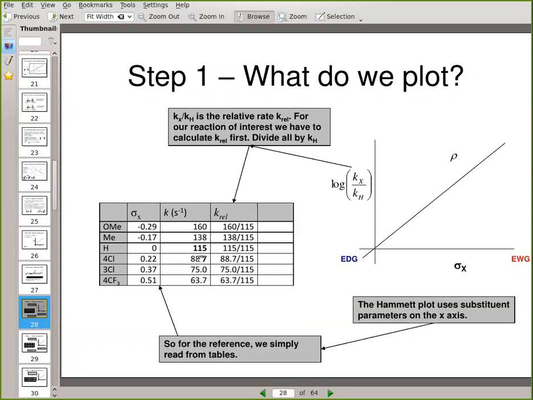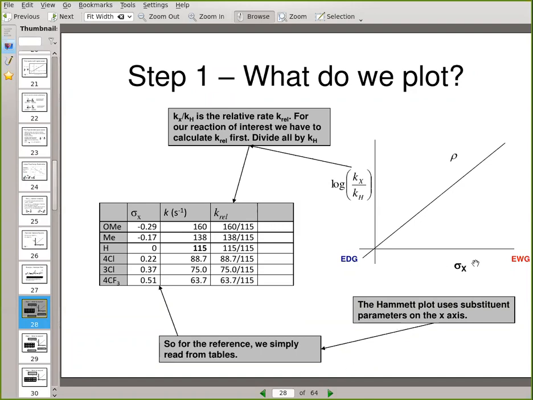If I divide everything by 115, then I've got kx over kh. So kx over kh is krel. So here's kx over kh when x is 4-Cl, kx over kh when x is 3-Cl, and so on. So we've got to divide it from that.